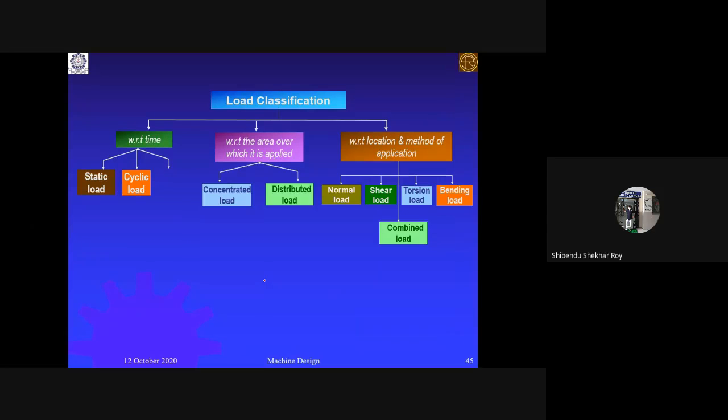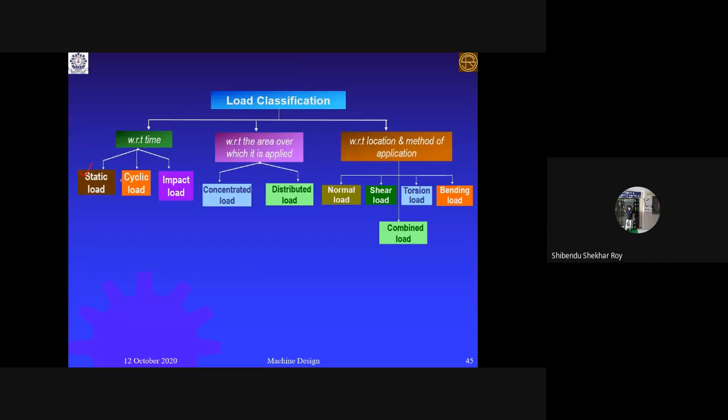Now the load, as you know from your fourth semester machine design class, may be time varying in its magnitude, direction, or both. If the magnitude and direction are both not varying with respect to time, then it is called the static load.